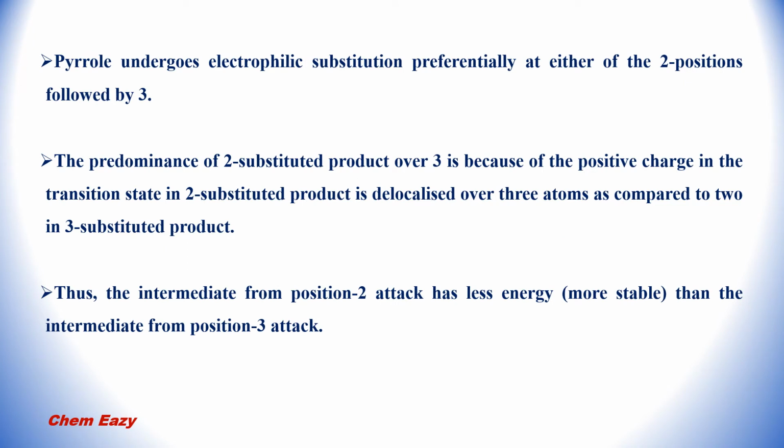Pyrrole undergoes electrophilic substitution preferentially at either of the second positions, followed by the third positions. The predominance of the second position substituted product over the third is because the positive charge in the transition state in the second position substituted product is delocalized over 3 atoms as compared to 2 in the third position substituted product. So the intermediate from position 2 attack has less energy, that is, it is more stable than the intermediate from position 3 attack.